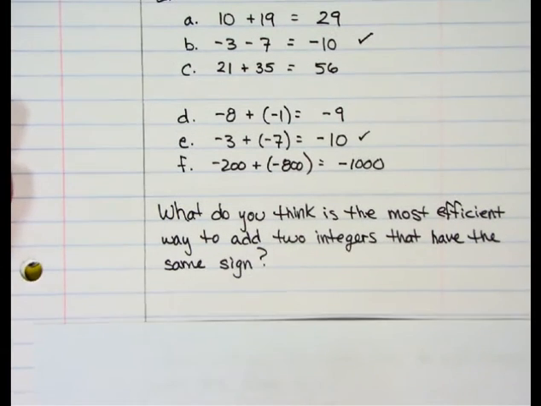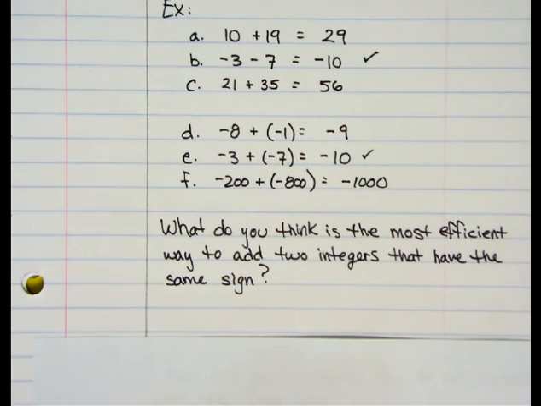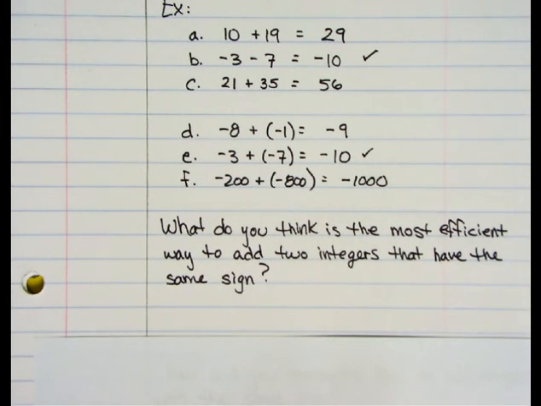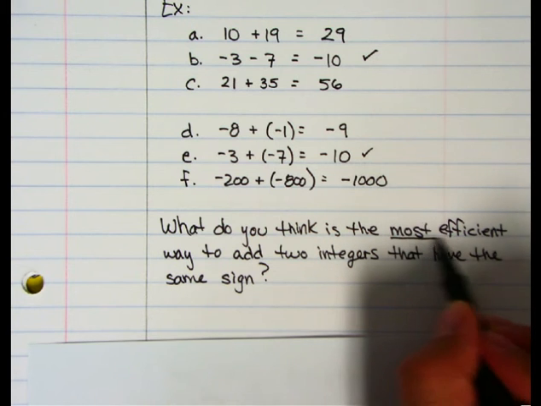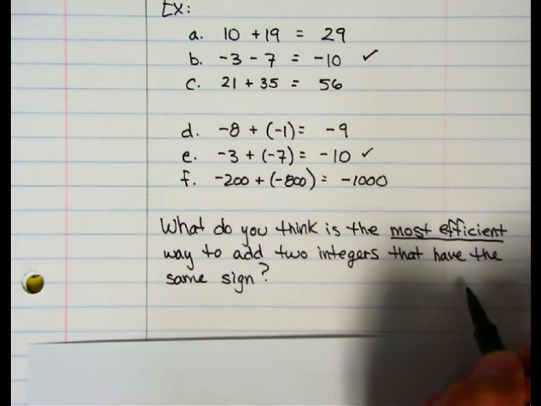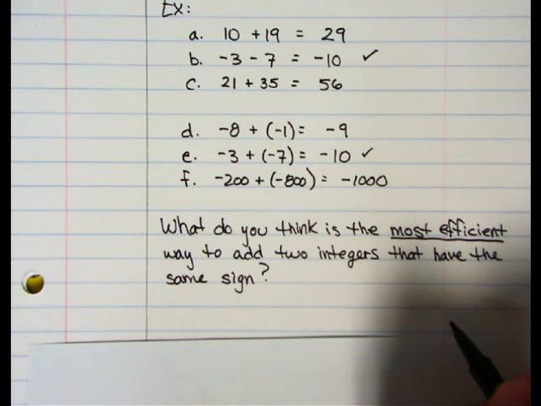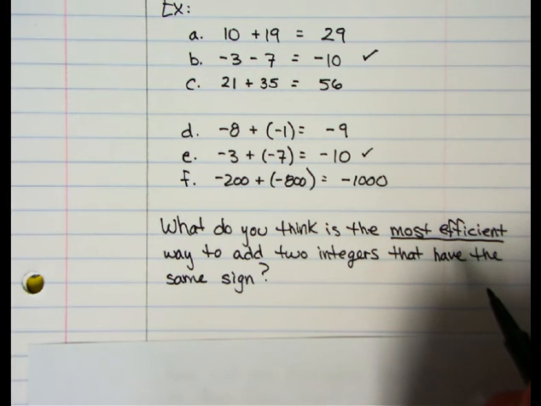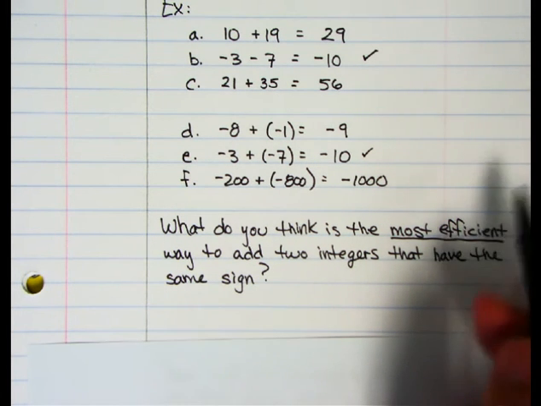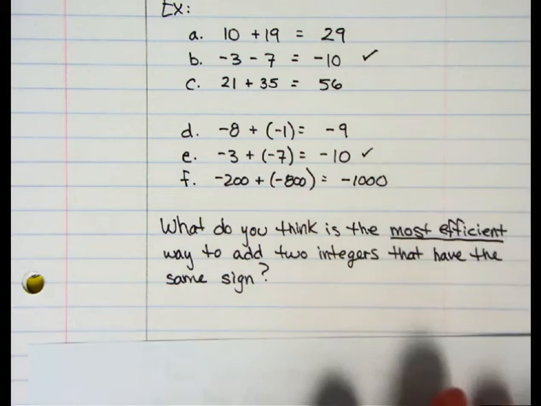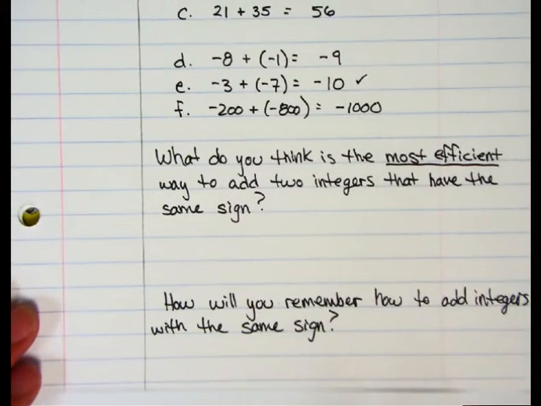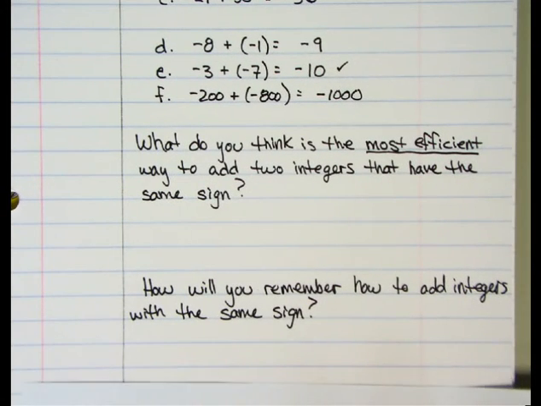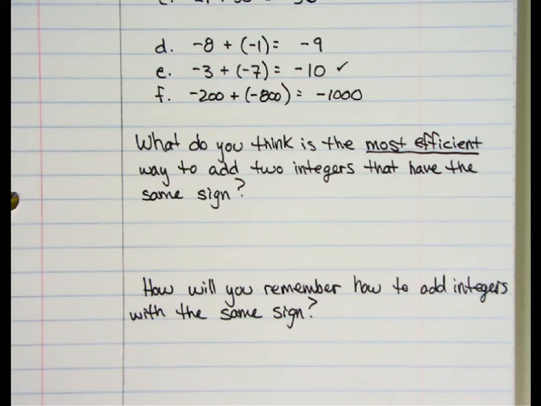Question is, what do you think is the most efficient way to add 2 integers that have the same sign? What's the most efficient? Meaning, what's the easiest, what's the fastest way that would make the most sense? Would it be to use a number line? Would it be to use a vertical number line? Do you want to use manipulatives? Or are you able to come up with some kind of rule? How will you remember how to add integers with the same sign?